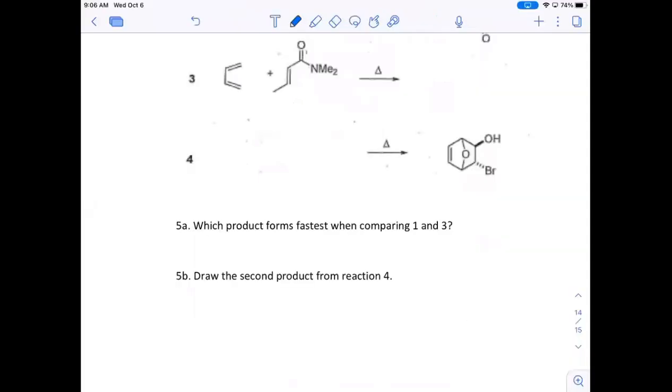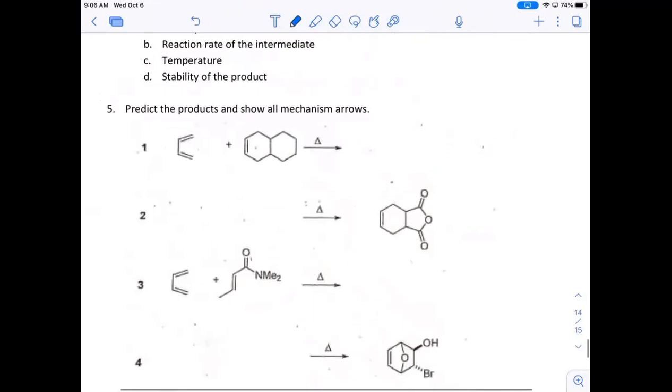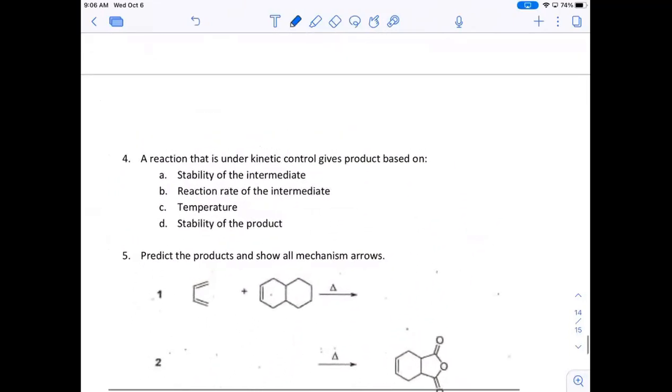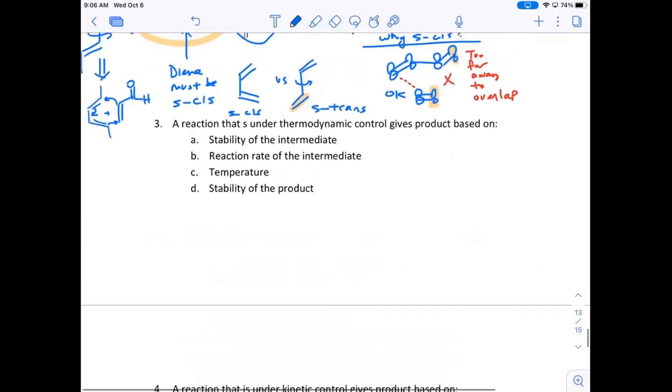All right. So we're going to walk through these examples. We can answer those other two questions too.